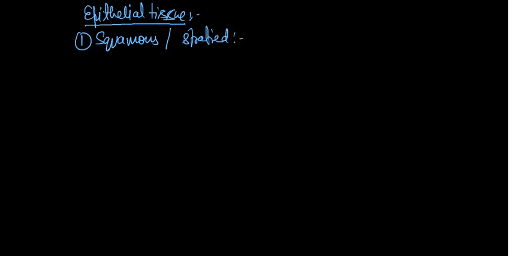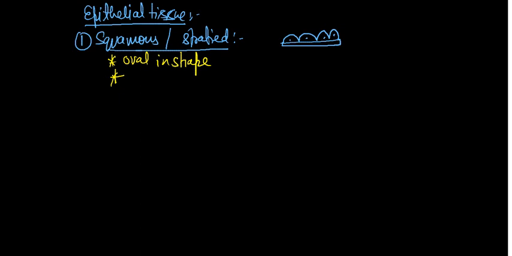Okay, the example is important, so listen very carefully. Suppose this is the basement membrane, and around the basement membrane a single layer is present, squamous or stratified, oval in structure or shape. A nucleus is present, which means they are living. They are present in blood vessels, cheeks, etc. You have to learn these examples.